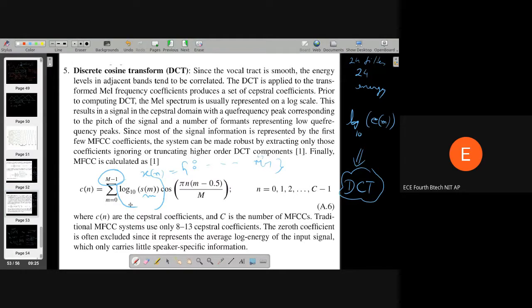Whatever you do, cosine of pi... this is as if, in the Fourier transform, e to the power j omega n is used. This is cos of omega n plus j sine of omega n. So we are taking only the cos term.